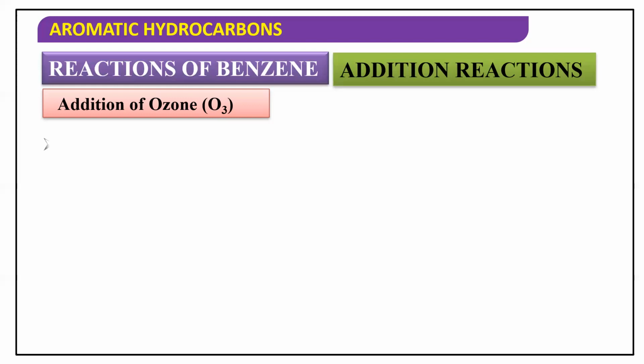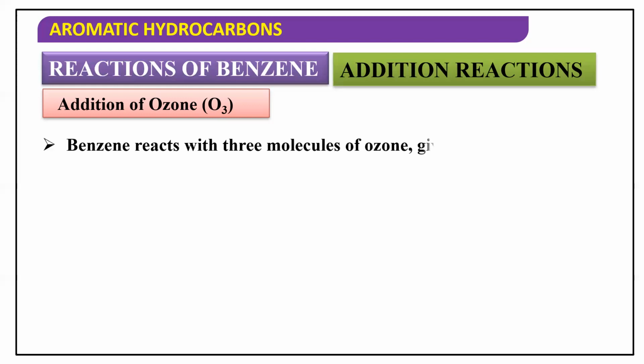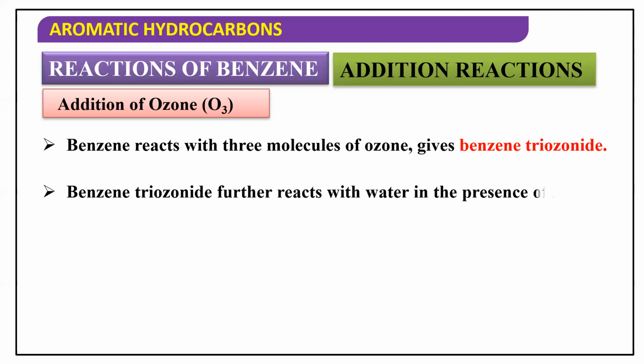The third one is addition of ozone, similar to what we did before in a reaction called ozonolysis. Even here, benzene reacts with 3 moles of ozone. Why 3 moles? Because I have 3 double bonds. So 3 moles of ozone give benzene triozonide, which is the first step. Benzene triozonide further reacts with water in the presence of zinc to give us glyoxal.